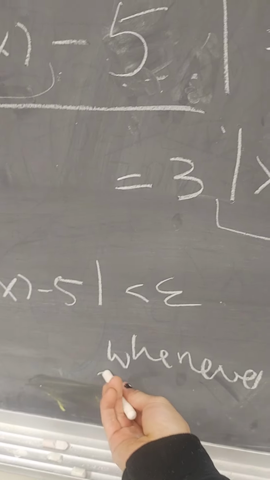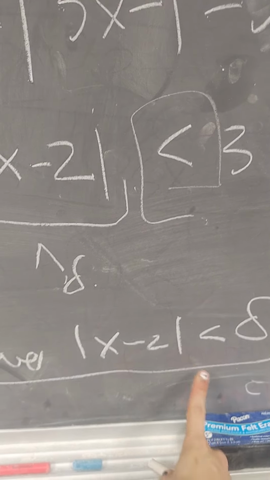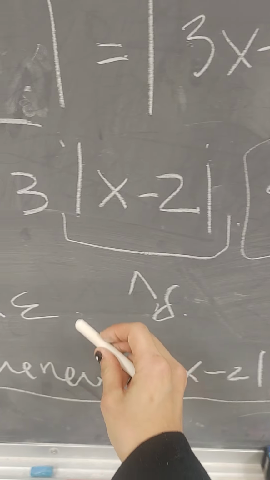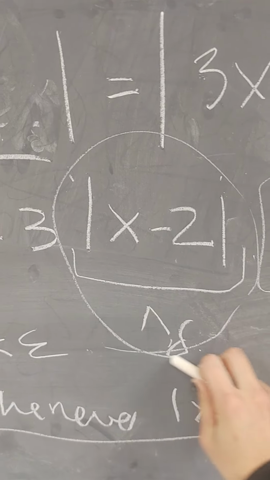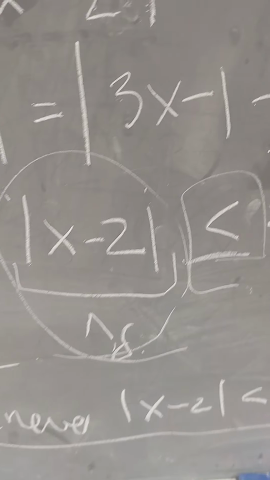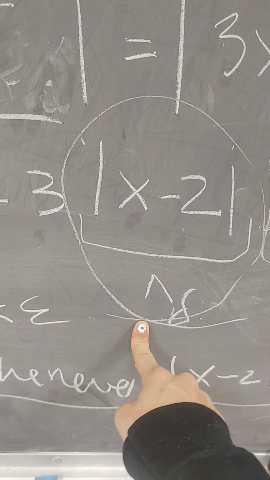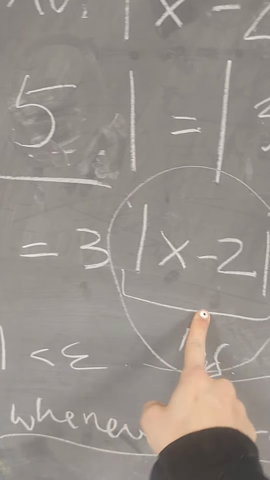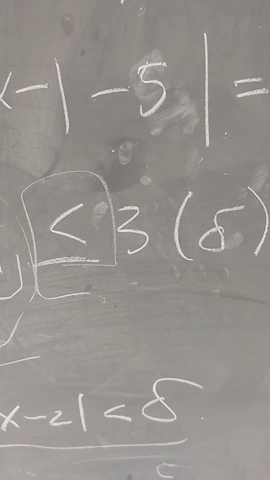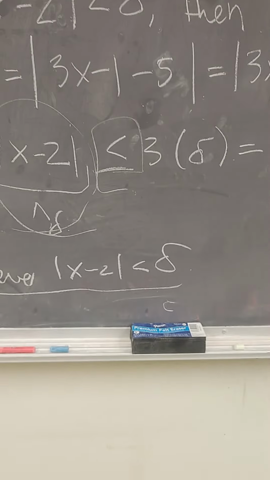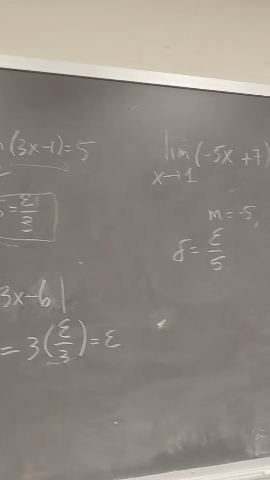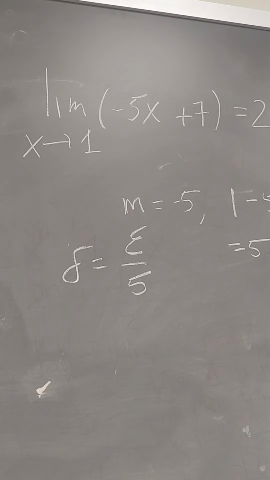So this statement, whenever x minus 2 is less than delta, allows us to do this thing right here, to create this inequality. Because we have x minus 2 here, and since that is less than delta, then we can say that 3 times x minus 2 is less than 3 delta. Okay, now let's do the third one, which is a linear equation with a negative slope.